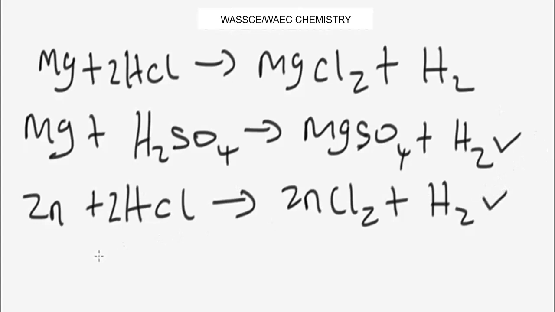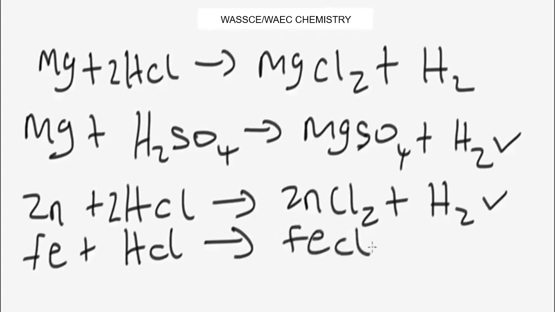Balanced. Now, another typical example is when iron reacts with hydrochloric acid. The output now will be iron chloride plus hydrogen gas. So you're going to add 2 here.